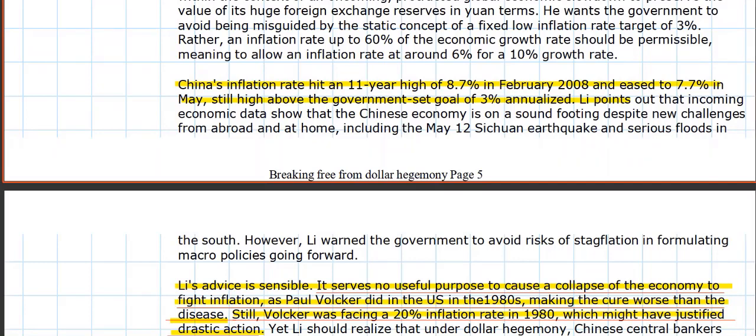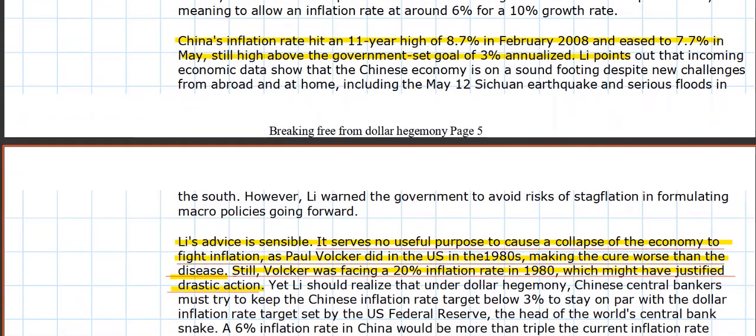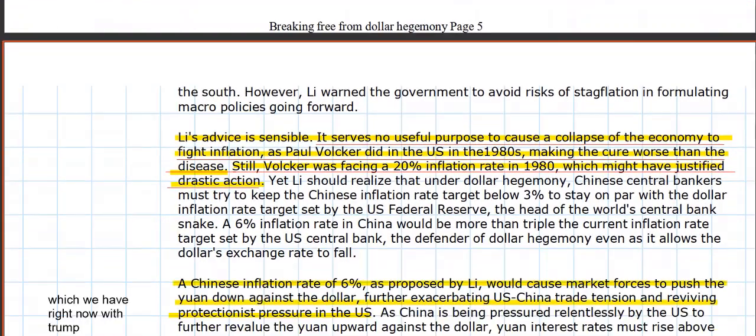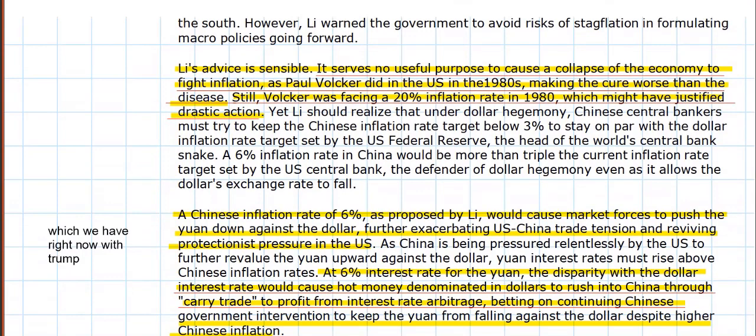I'm talking about 8% growth in February 2008, and it eased to 7.7% in May, still high above the government-set goal of 3% annualized. Lee points out that the incoming economic data show that the Chinese economy is on sound footing despite new challenges from abroad and at home. Lee's advice is sensible. It serves no useful purpose to cause a collapse of the economy to fight inflation, as Paul Volcker did in the U.S. in the 1980s, making the cure worse than the disease.